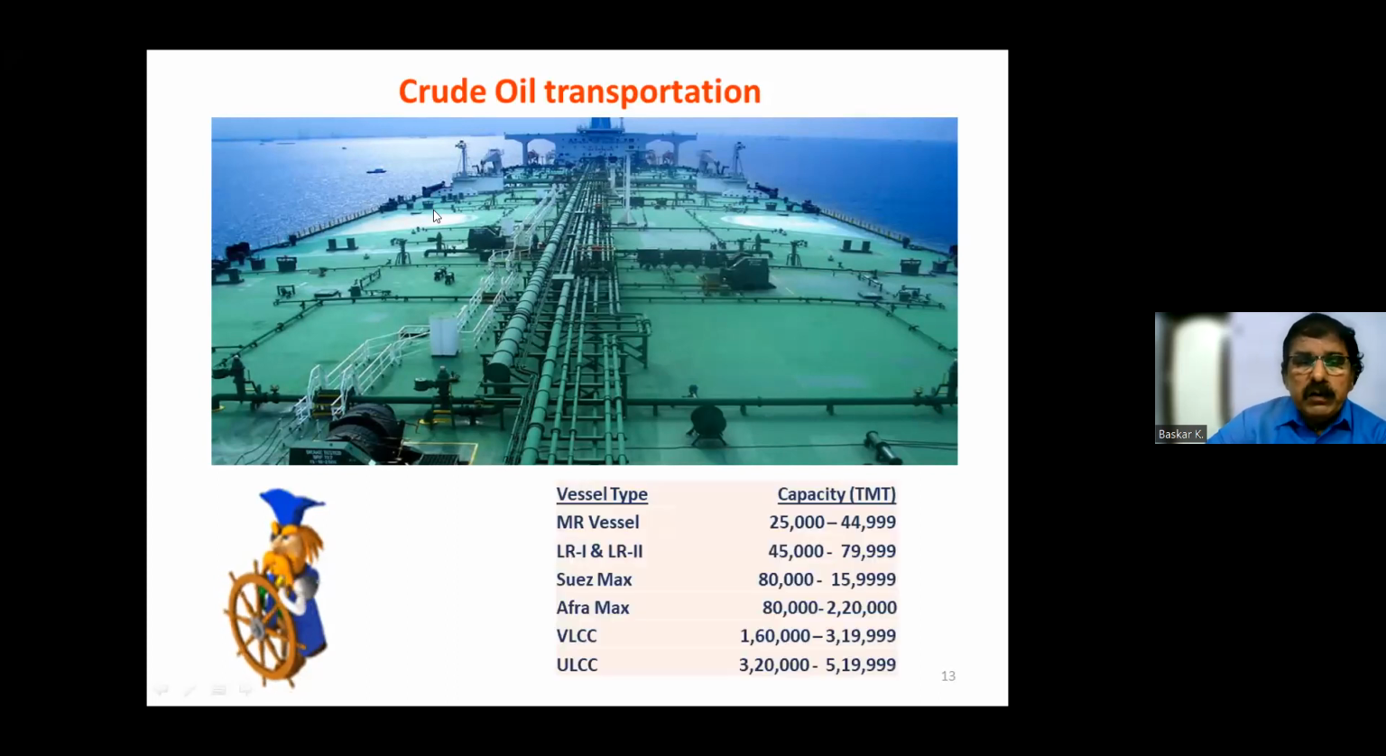So we have different types of vessels, from MR, that is mid-range vessels catering from 25,000 metric tons, to ULCC going up to 5.2 lakh metric tons, TMT. And needless to say, the higher the capacity of the crude we buy, the lower the transportation cost.